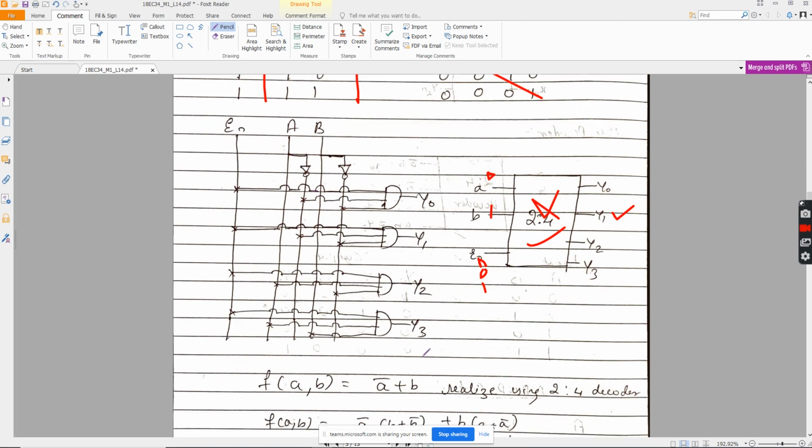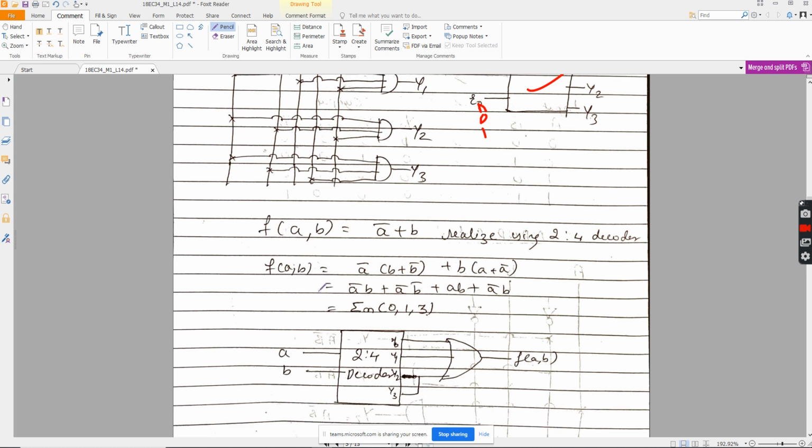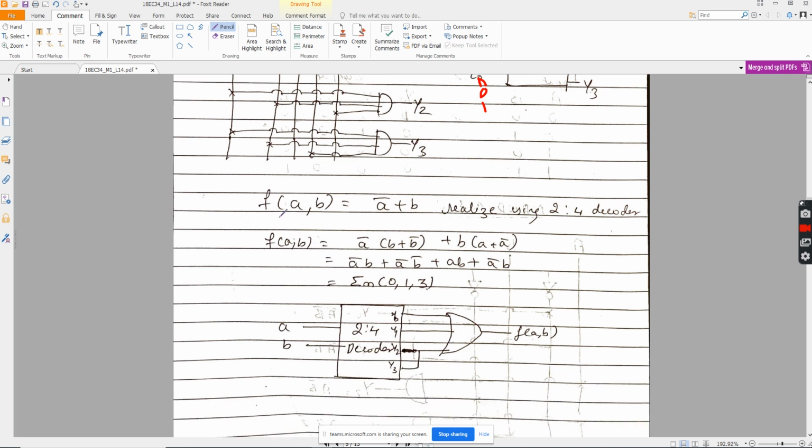Again, I have realized the same using basic gates. Now, realization of the expression F of A comma B is equal to A bar plus B. He is asking me to realize it using a 2:4 decoder. So how will I realize it? This is a normal SOP equation. I will first convert this equation into a standard SOP equation or a canonical SOP equation. So this will be my standard SOP equation. I will get a min term list.